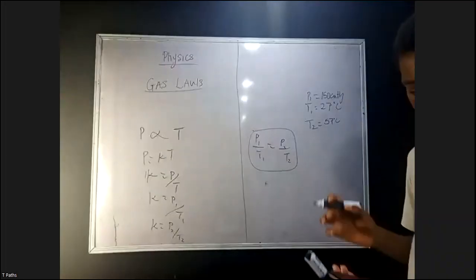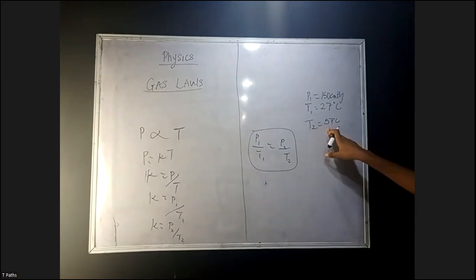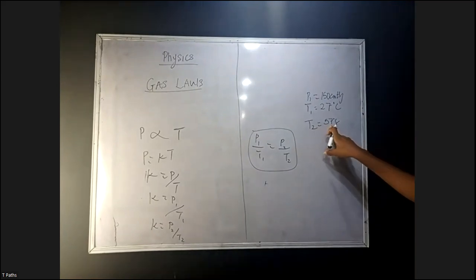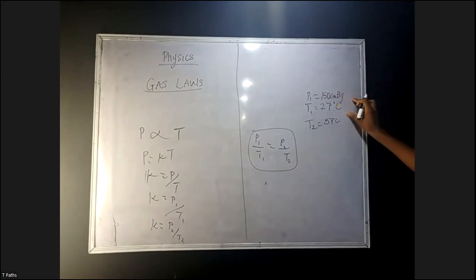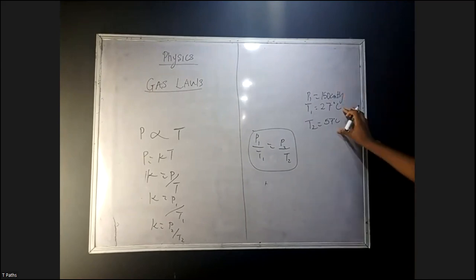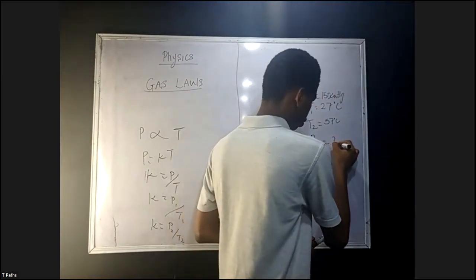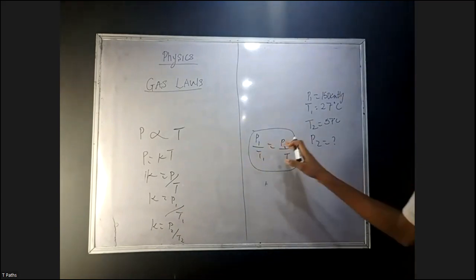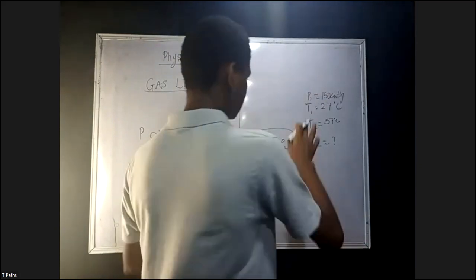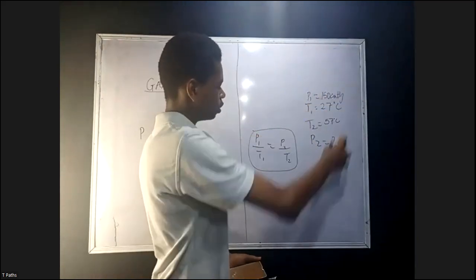Now the tire pressure in the afternoon. What I want to calculate is the tire pressure at a temperature of 57 degrees Celsius. The question says at 27 degrees Celsius the pressure of the car is 150 centimeter of mercury. Now, at 57 degrees Celsius, how do I calculate the pressure? I can say P2 is equal to the unknown, which I don't know. I have my formula here: P1 over T1 is equal to P2 over T2. So I'll just use the parameters I have in the question in this formula.